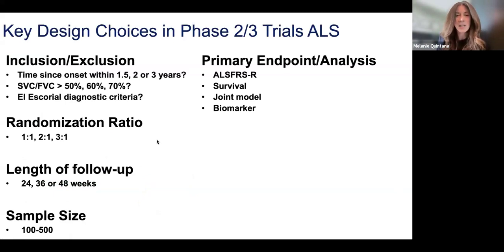Some of the key design choices that we often think heavily about are: what's the right inclusion-exclusion criteria? What is the right cutoff for time since symptom onset to include a participant in the clinical trial? What randomization ratio should we have if we're randomizing some participants to control? What length of follow-up should we require? What's the right endpoint? Jeremy just gave a great presentation on this. And what's the right analysis of that endpoint? And then finally, given all this, how many participants do I need to enroll in my clinical trial to have power for clinically meaningful treatment effects?